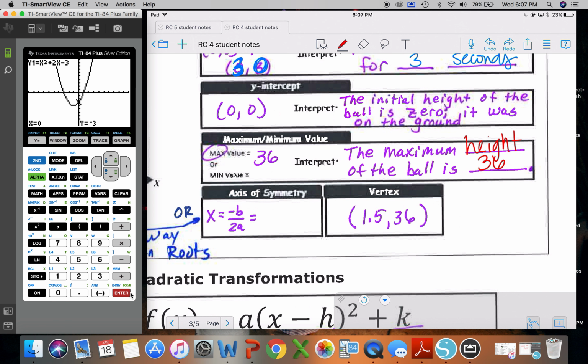And then remember, you can find your axis of symmetry using the formula that is shown on your formula chart, or by finding and identifying the x from your vertex. Because we already know the x from my vertex, I can just go ahead and use that information. If I don't know that, then I have to plug into negative b divided by 2a.